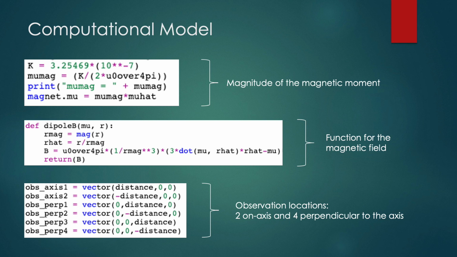Here's a computational model I created in Python. First, I found the magnitude and direction of mu. Subsequently, I created a function to calculate magnetic field that takes in two arguments, mu and r. It first finds the magnitude and direction of r, and then utilizes the Biot-Savart law to calculate the magnetic field. After that, I created 6 vectors for the observation locations, 2 on axis and 4 perpendicular to the axis.